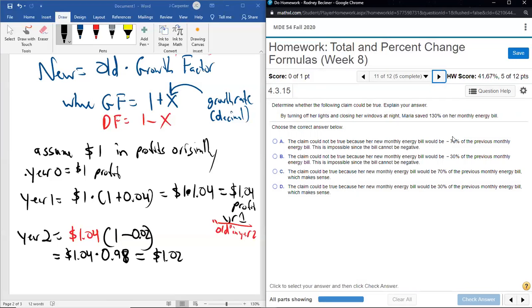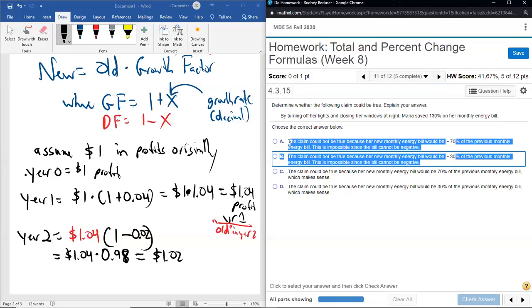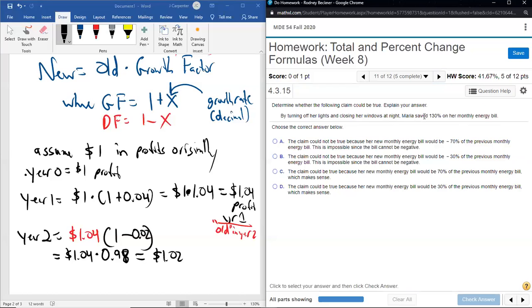And then on top of that, they say it would not be true because her new monthly energy bill would be minus 70% of the previous monthly energy bill. This is impossible since the bill cannot be negative. The claim could not be true because her new monthly energy bill would be minus 30% of the previous monthly bill. This is impossible because the bill cannot be negative. So these two things are making the same argument that your bill is going to be negative, which is impossible. They just have 2 different numbers here, a minus 70 and a minus 30.